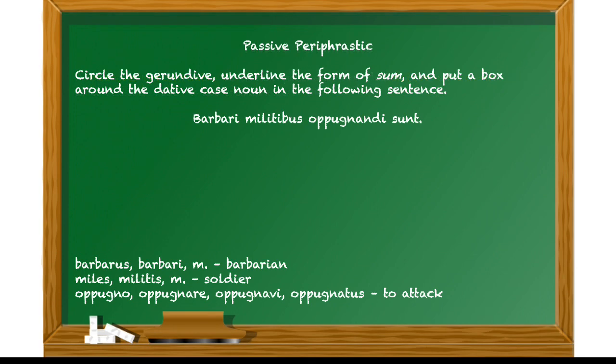So let's take another sentence here. Barbari militibus oppugnandi sunt. Circle the gerundive, underline the form of sum, and this time also put a box around the dative case noun. Pause the video and press play when you're ready to go on.